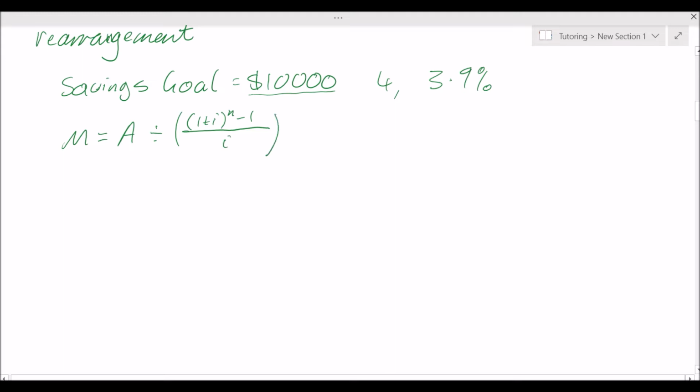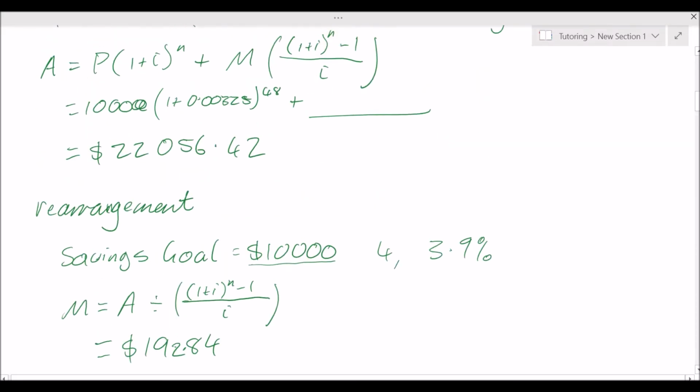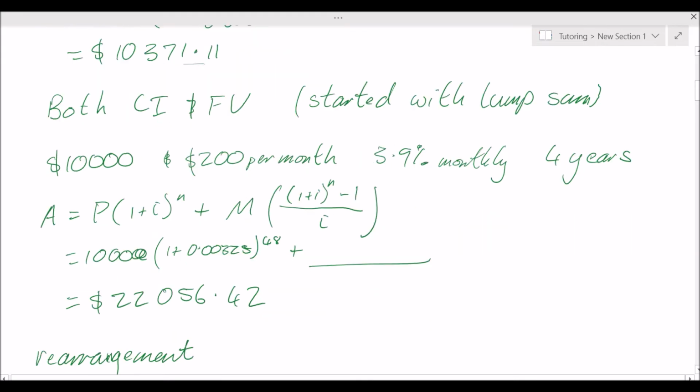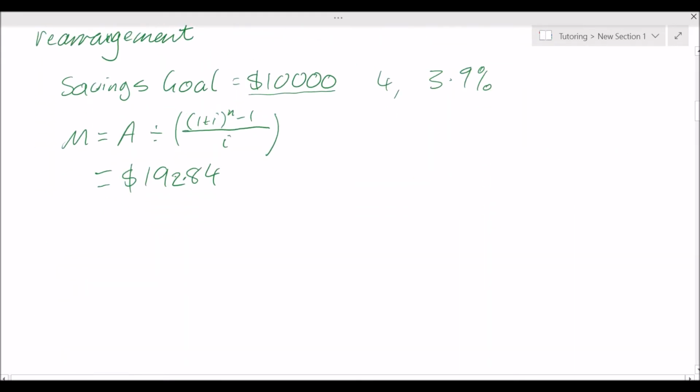By rearranging the formula, you work backwards to get how much do I need to put in each month to get to $10,000? If you put all that into your calculator, you get $192.84. Which makes sense because our answer from before took us a little bit over $10,000. So it makes sense that we would need to put in a little bit less.